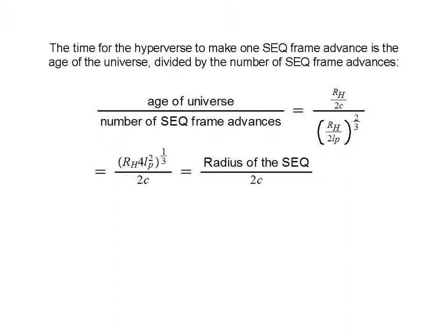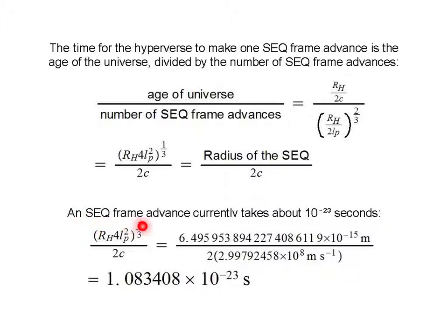The time for the hyperverse to make one SEQ frame advance is the age of the universe divided by the number of SEQ frame advances. So we take the age of the universe divided by our r sub h over 2Lp to the 2/3 power, and we find that we get the SEQ radius divided by 2c. An SEQ frame advance currently takes about 10 to the minus 23 seconds. So we take our SEQ radius divided by 2c, and we get about 1.08 times 10 to the minus 23 seconds.